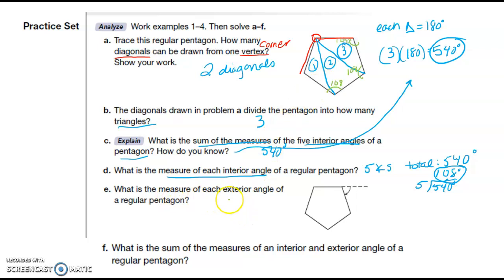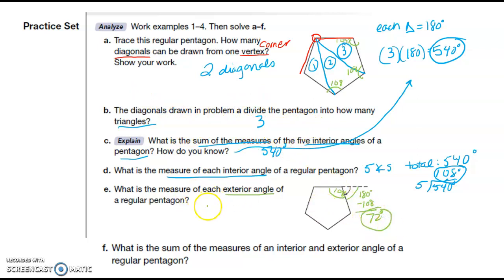Okay, what is the measure of each exterior angle of the pentagon? There's a couple of different ways to do this. We know that this is 108. And I know that this plus this is 180 because it makes a line. So I could subtract 108 from 180. Sorry, calculator issues, 72. So I get that the exterior angle is 72 degrees.